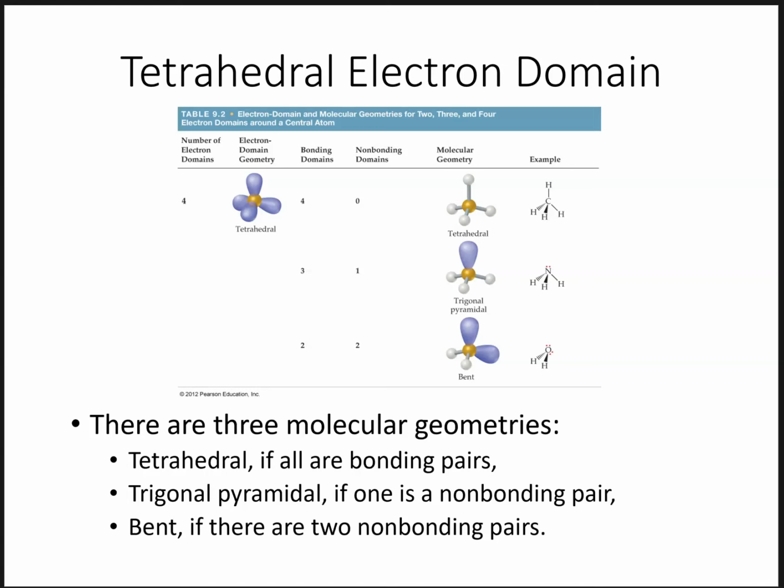Trigonal pyramidal is the same thing. They're all about 107, but again, just remember 109.5 and you'll be fine. If you have 2 bonding domains and 2 non-bonding domains, you have another bent structure, this time with a bond angle of 109.5, slightly less than that, but again, don't worry about that too much. Then we get into exceptions to the octet rule.